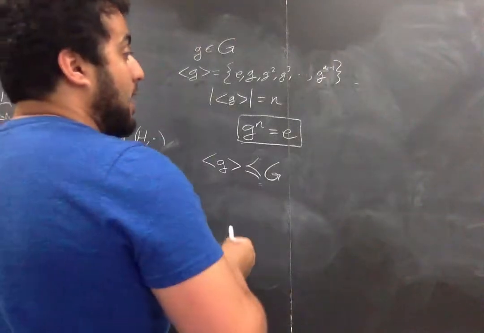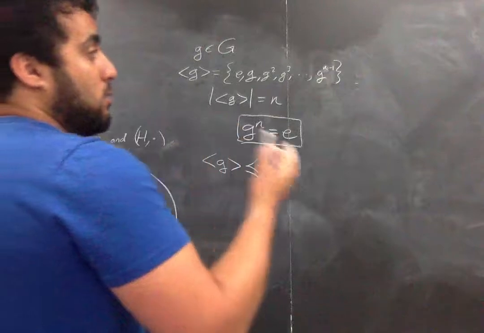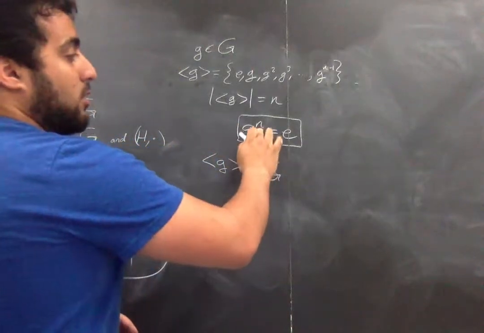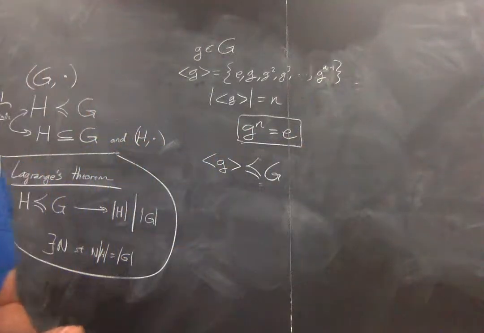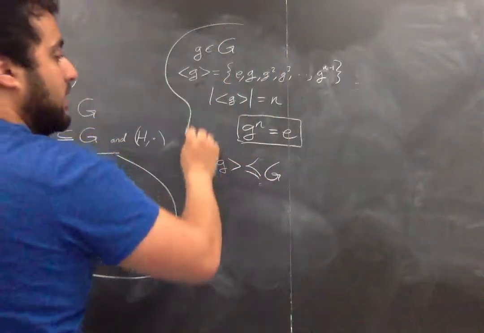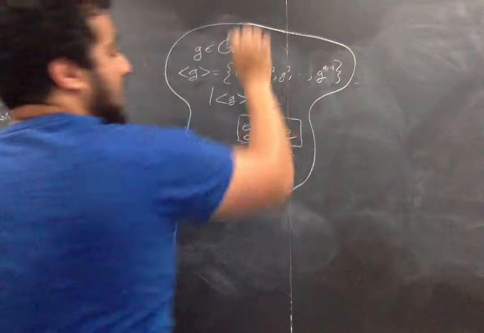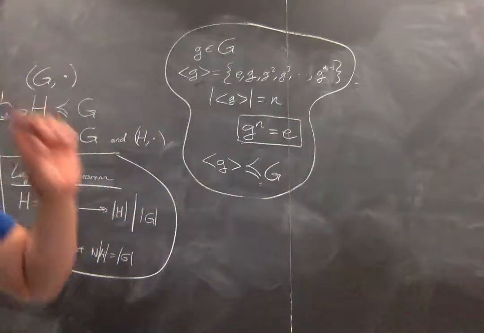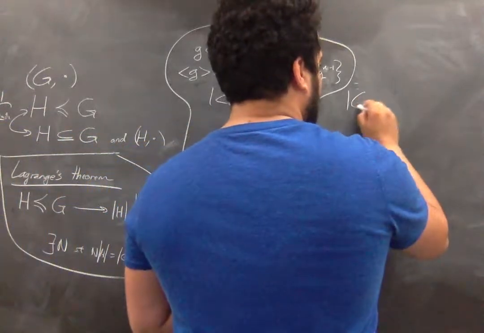So this is a way to find subgroups of a given group. And we also have that the size of that subgroup is going to be the lowest n for which g to the n equals e. All right, so this is a useful thing to keep in mind. And now we're going to apply Lagrange's theorem. So let's look back at what we were going to do.